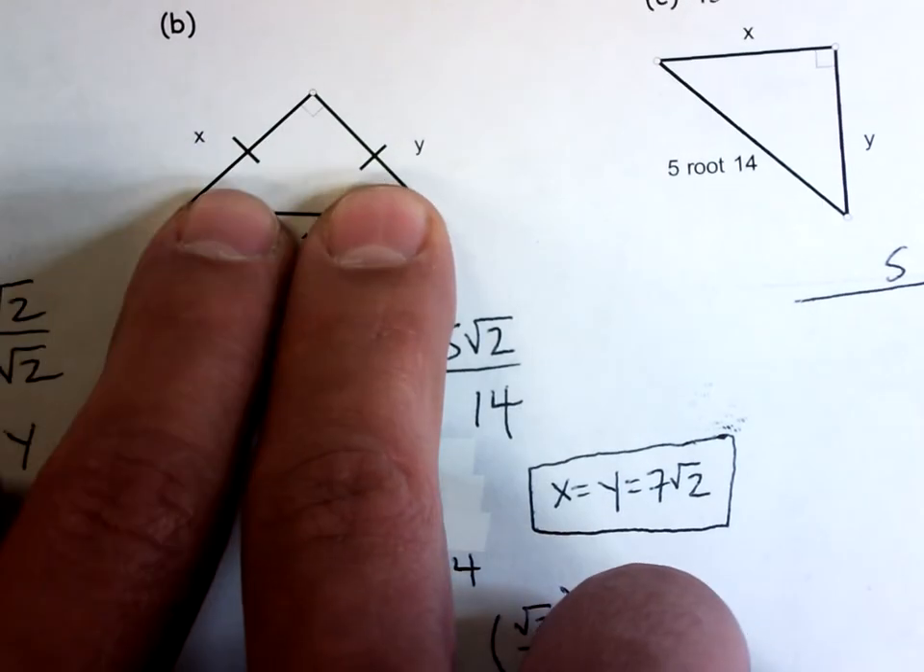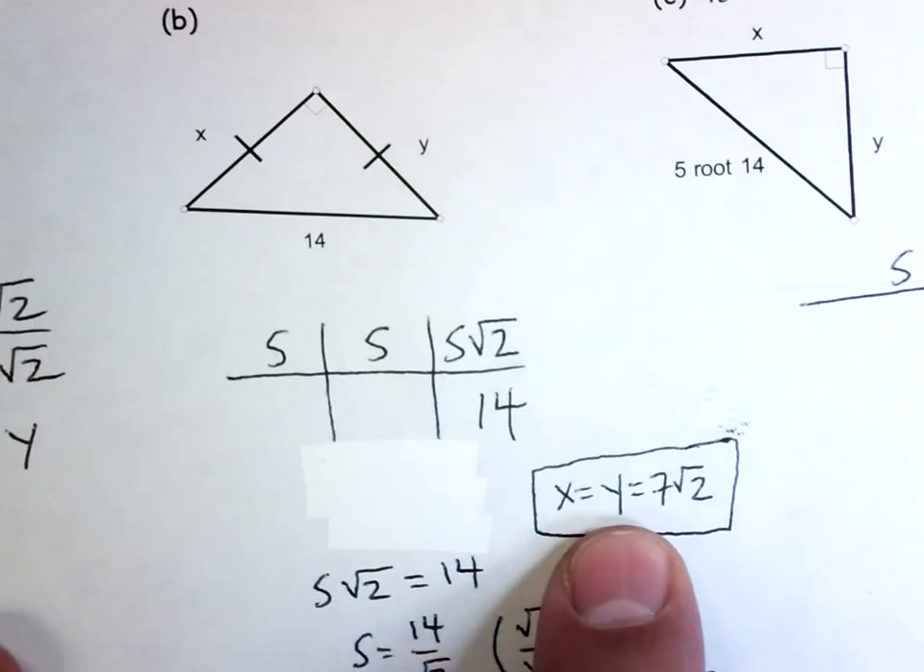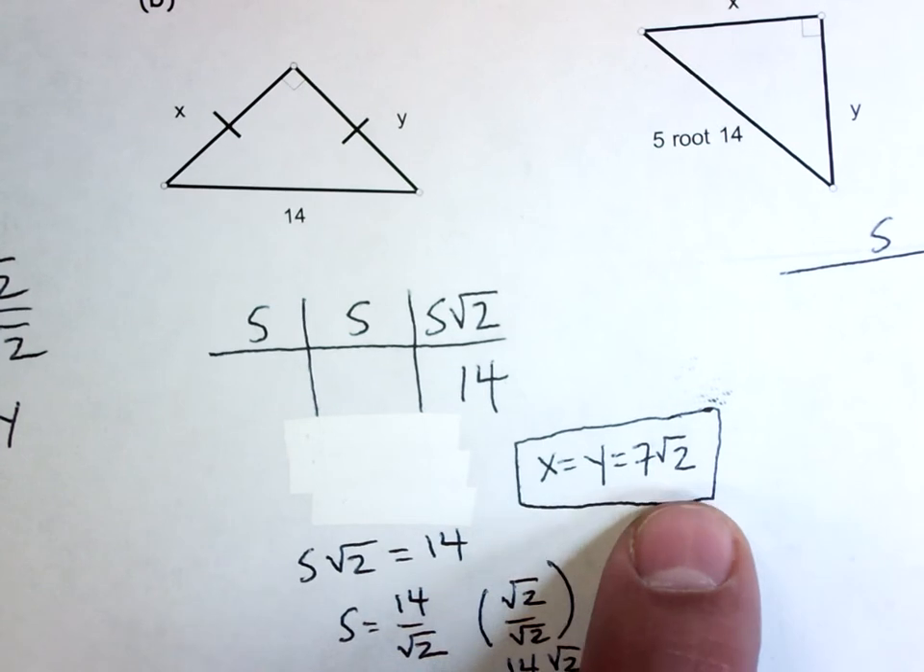But if it's a 45, 45, 90, these two are equal to each other. So then x is the same as y, which is equal to 7 times the square root of 2. Alright.